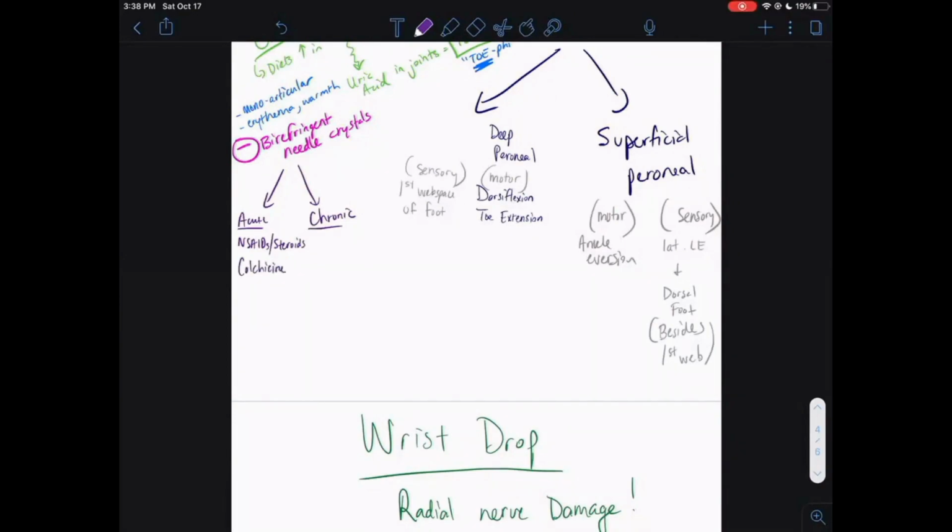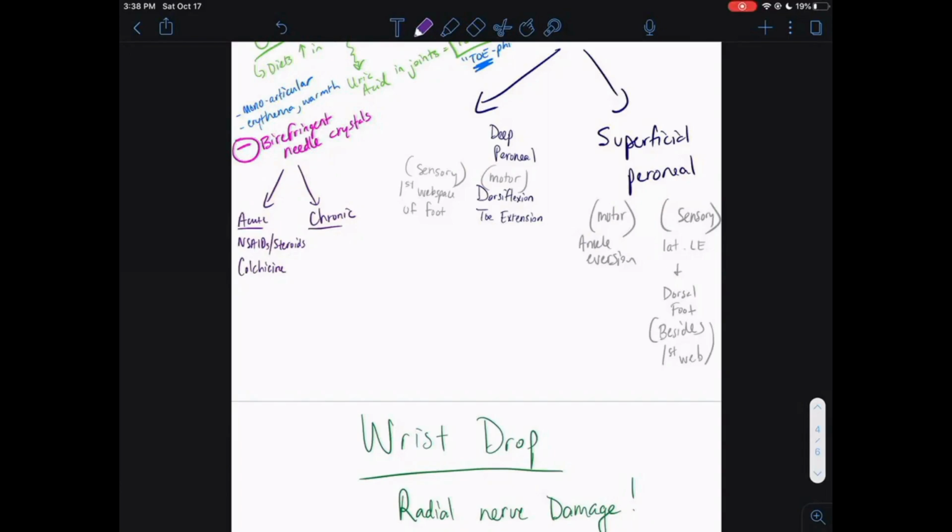All right, so NSAIDs obviously decrease inflammation. That's the whole role. Steroids, so give them like a prednisone pack, that can decrease the inflammation. And then the colchicine, this is an interesting drug. So let's just talk about colchicine for just one second here.